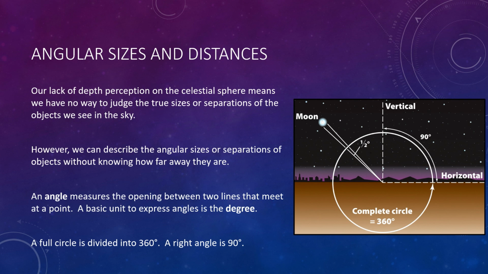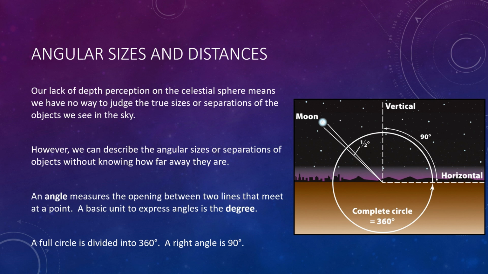Okay, now let's get into a little bit of some more technical details here. We won't go into the math too much, but you will see a little bit here. So our lack of depth perception on the celestial sphere means that we have no way to judge the true size or separation of objects that we see in the night sky. However, we can describe the angular size or separations of objects without knowing how far away they are.